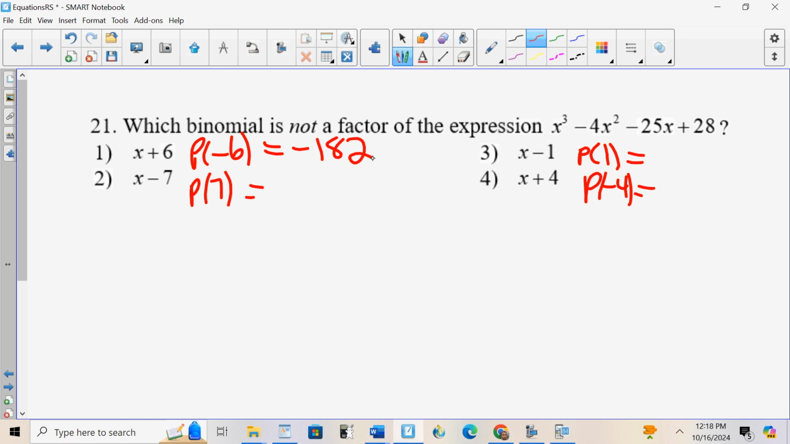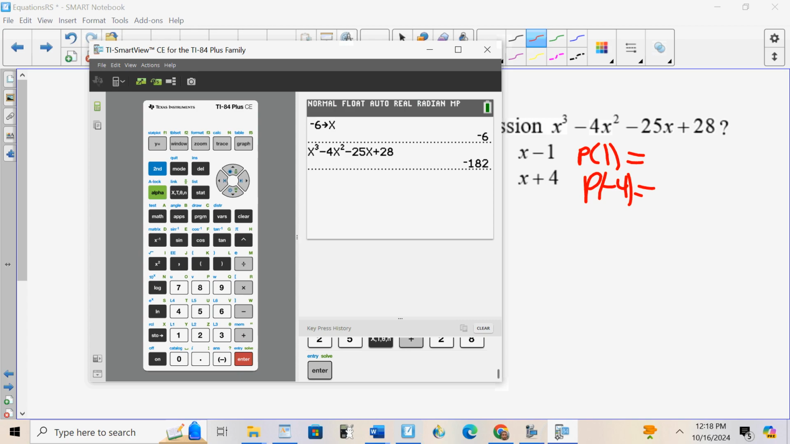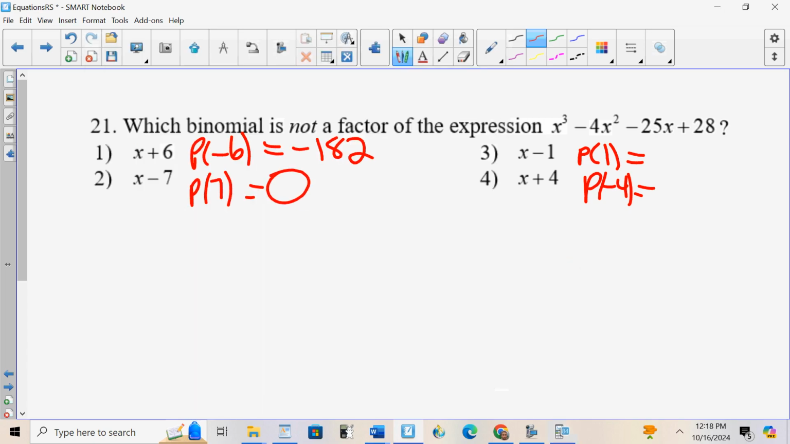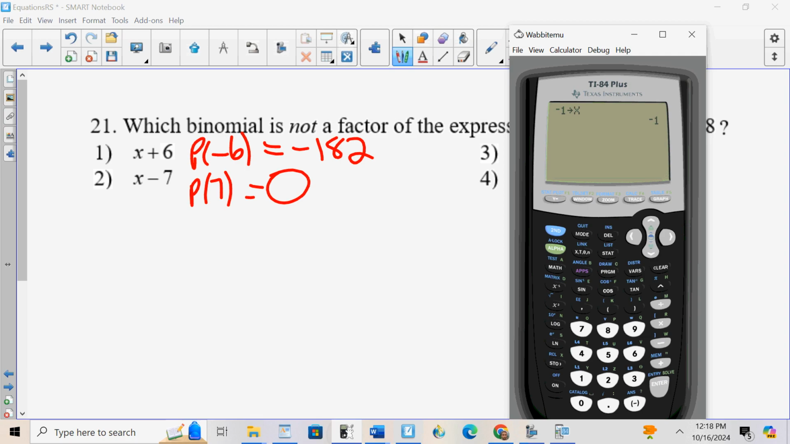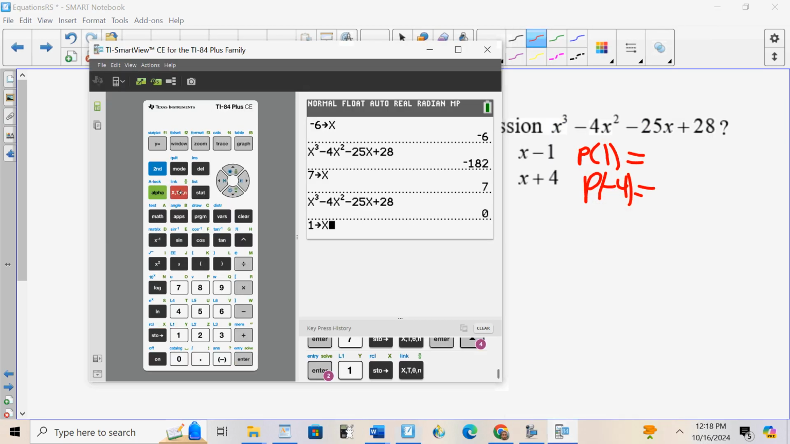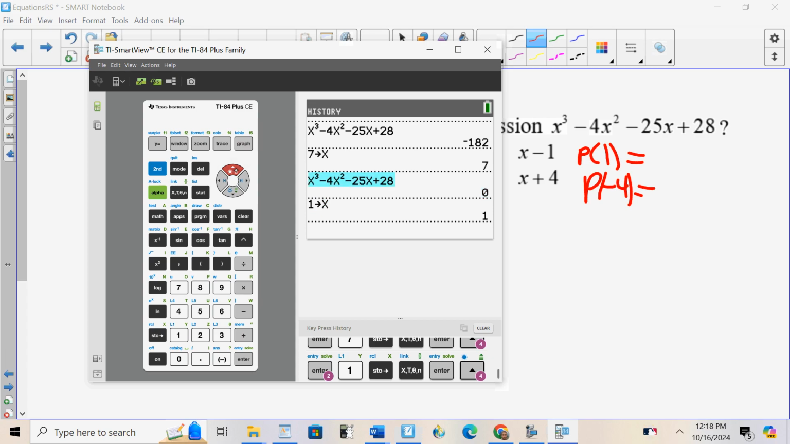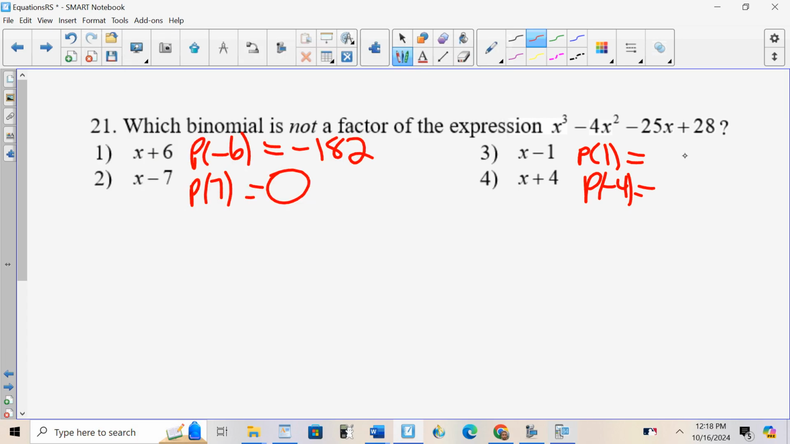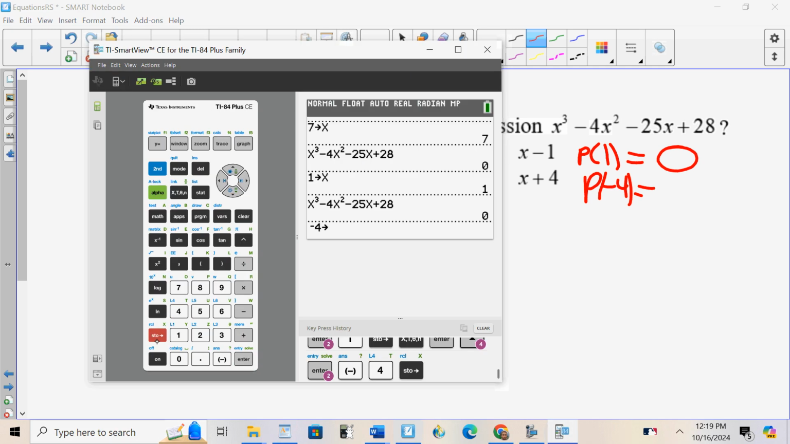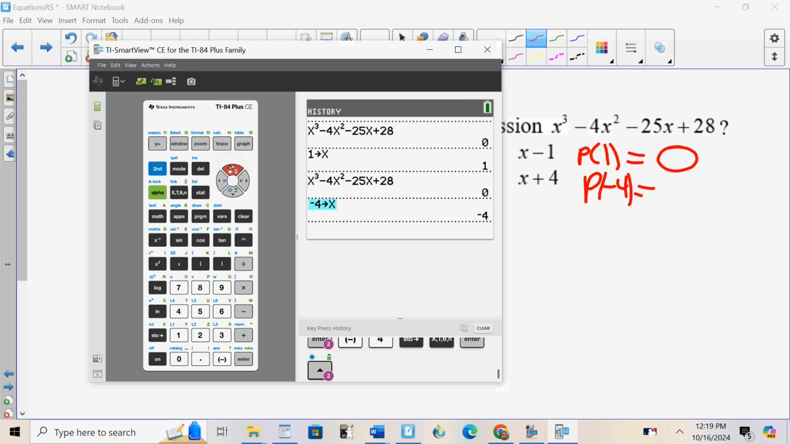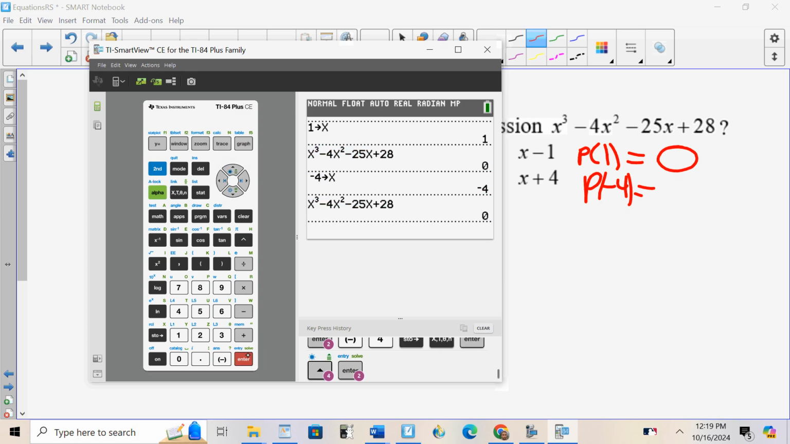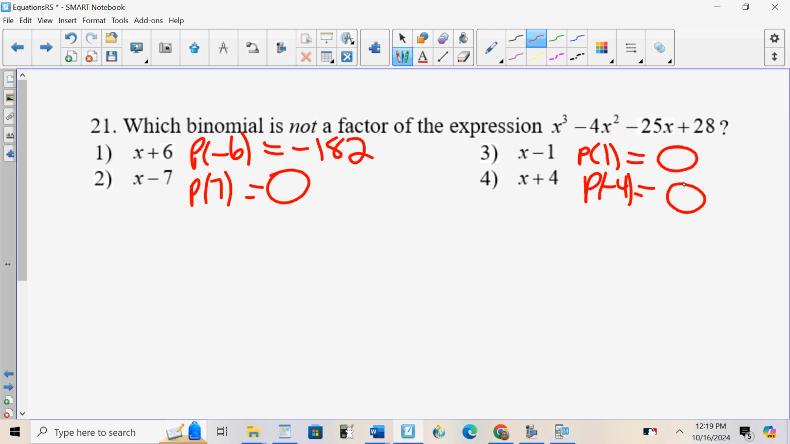I'm going to go through the rest of the choices. 7, store as x. I can just copy and paste this in order to sub into it. 0, 1, and negative 4. So let's go, 1 store as x. 0, and negative 4. Store as x. 0. It's a factor if the remainder is 0. 2, 3, and 4 have a remainder of 0. Choice 1 does not.